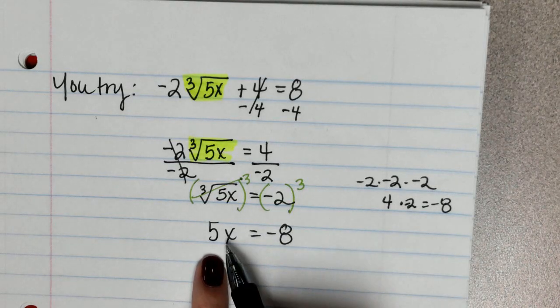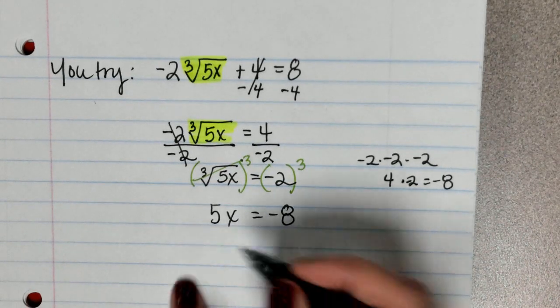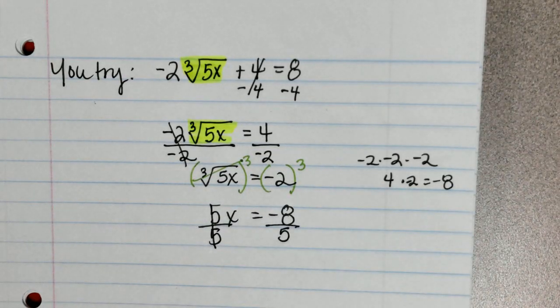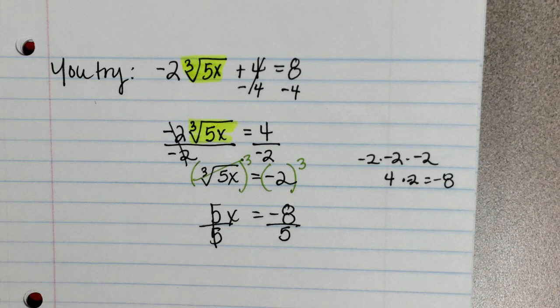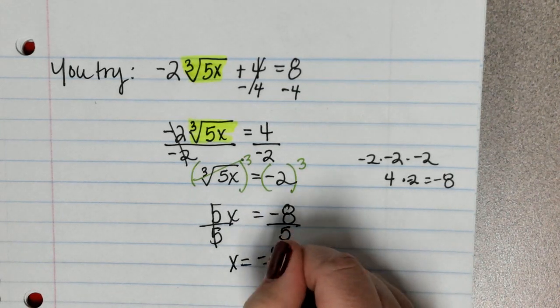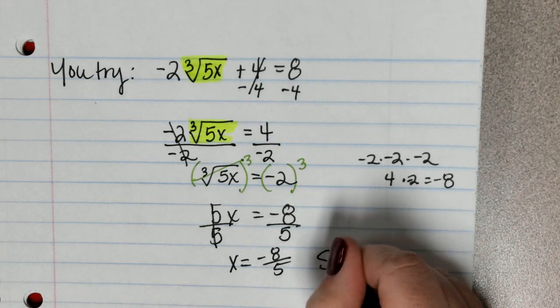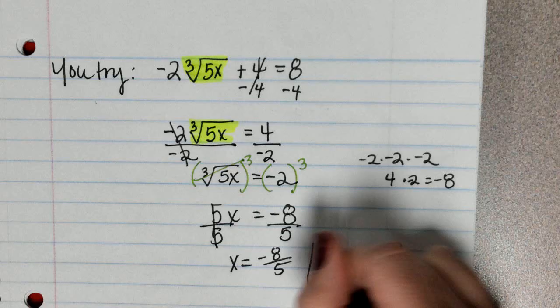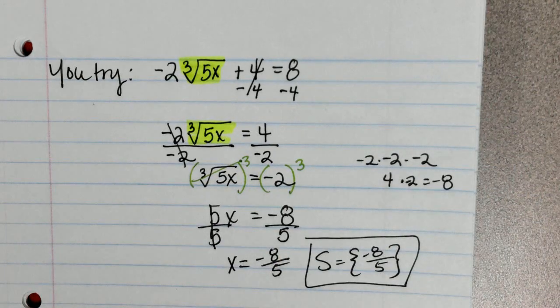Now what I'm left with is linear, so all I have to do is get x by itself. So we divide by 5. And -8 divided by 5, well, that doesn't divide evenly, so we just leave it as -8 over 5. So -8 over 5 is the right answer. Okay? You do okay?